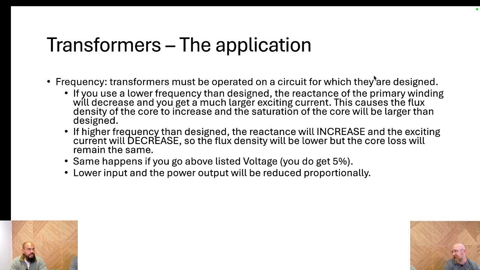You do get plus or minus 5% around these things, so don't worry about it if it's not exact. You've got a little bit of buffer to play with before you start frying things. Don't live on the edge of that.